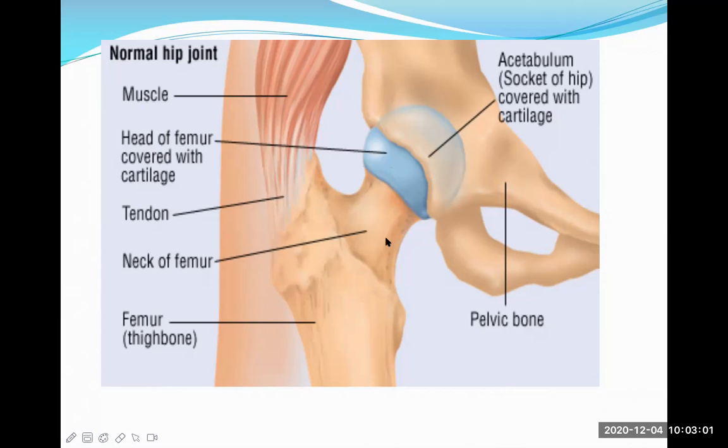This is the neck of the femur. This is the intertrochanteric area. Here is the greater trochanter, here is the lesser trochanter, and this is the shaft.